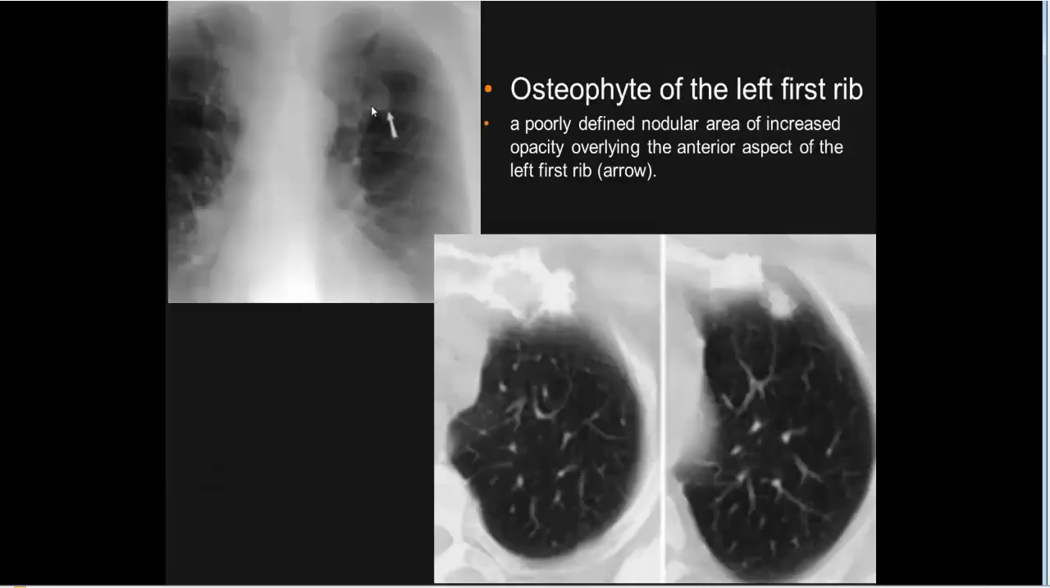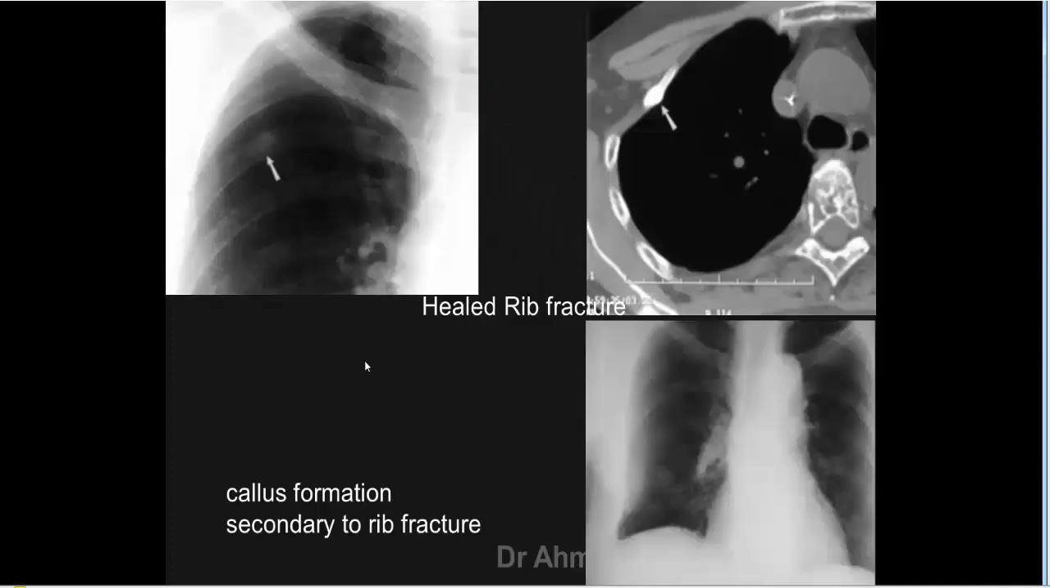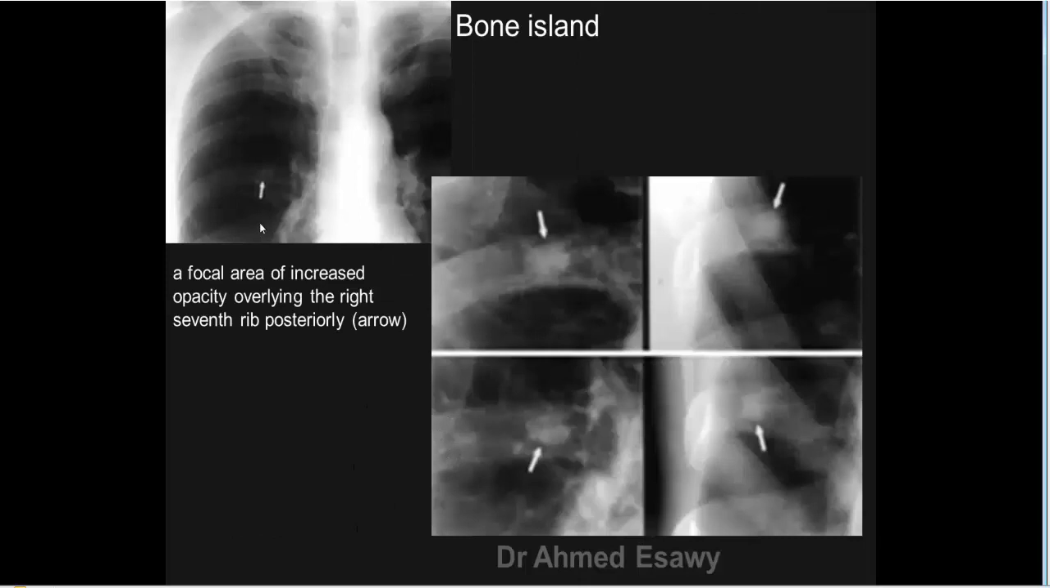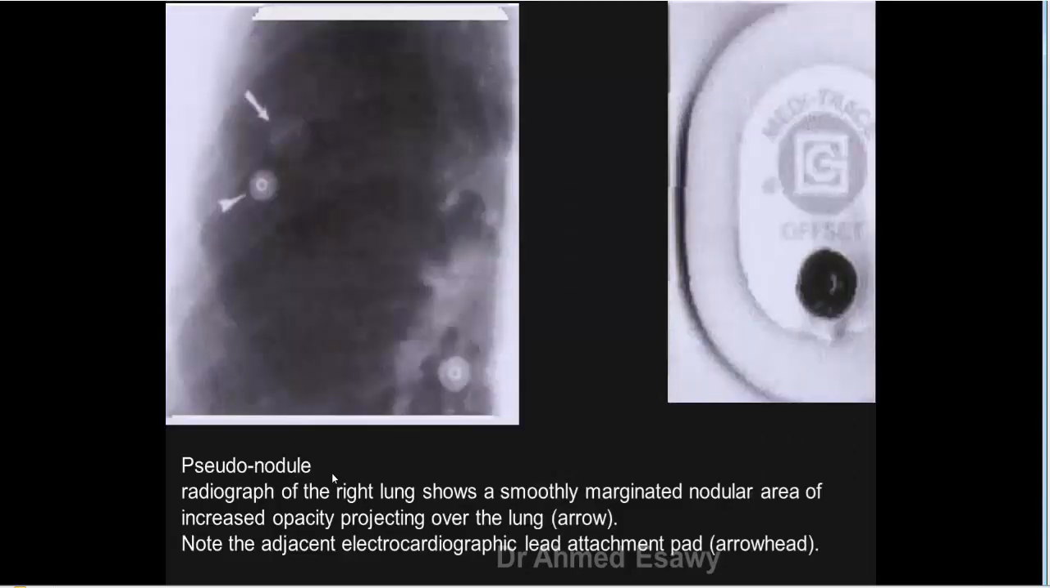Osteophyte of the left first rib: a poorly defined nodular area of increased opacity overlying the anterior aspect of the left first rib. Healed rib fracture. This is callus formation secondary to rib fracture, one mimic of solitary pulmonary nodule on X-ray. Bone island, a focal area of increased opacity overlying the right seventh rib, one of the solitary pulmonary nodule mimics.